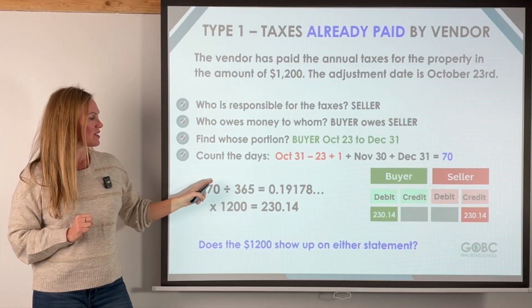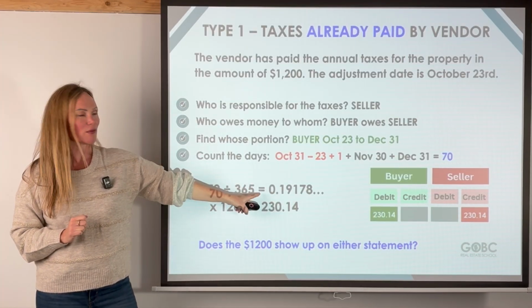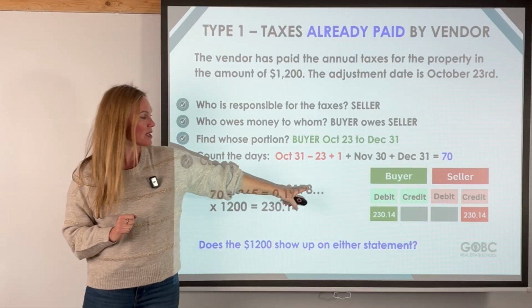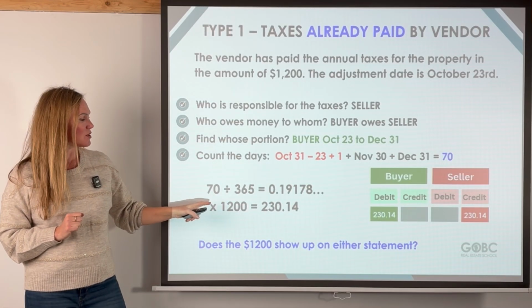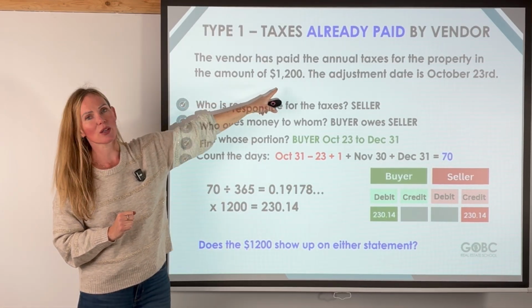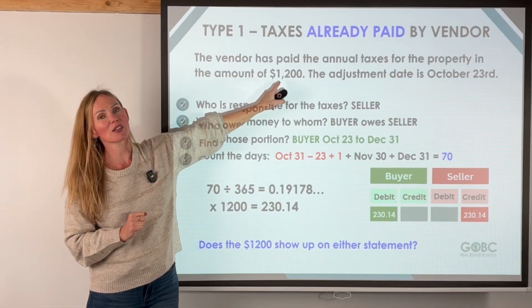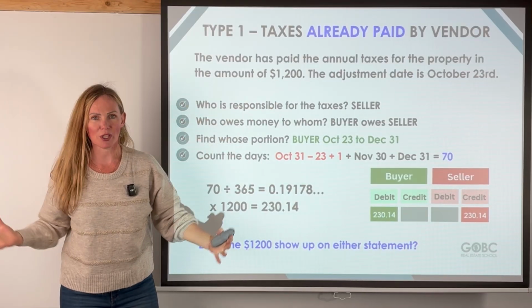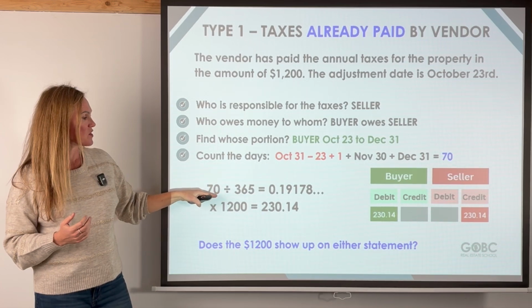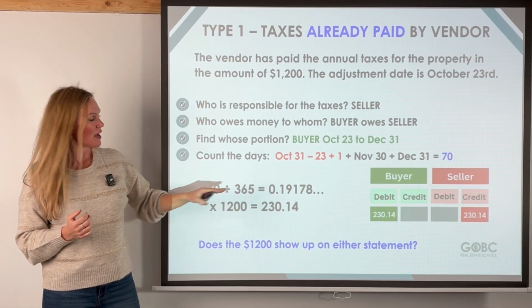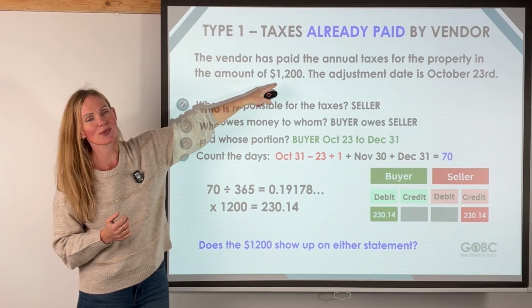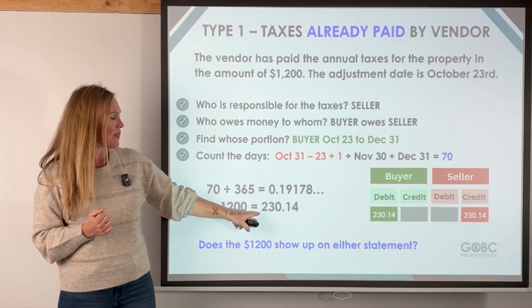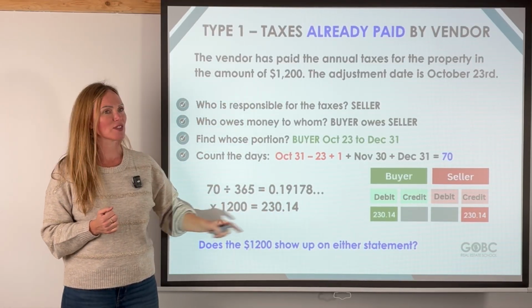So you take 70 divided by 365, okay? Equals this, whatever that number comes up to for you. And then you multiply by whatever the taxes were in the question, because that's how much tax the seller paid for the whole year. Okay? So you take the buyer's days, divided by 365, and then times it by whatever the taxes were given to you. Okay? And that will be the buyer's portion of the taxes.